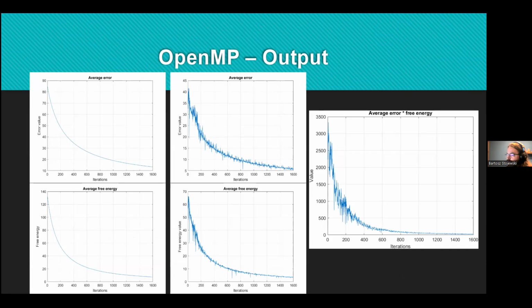Here we can see the plots of average error and average free energy for a sequential program. On the far left, in the middle there is average error and average free energy for a parallelized program. And on the right, it's a plot of average error multiplied by free energy, and we can see that all those plots are minimizing, which is what we were trying to achieve.